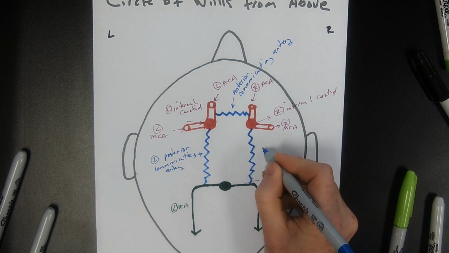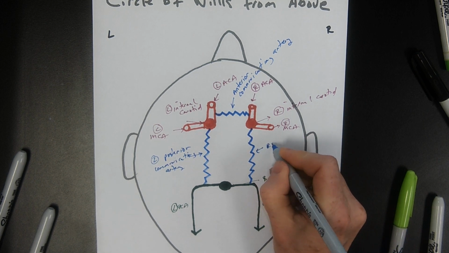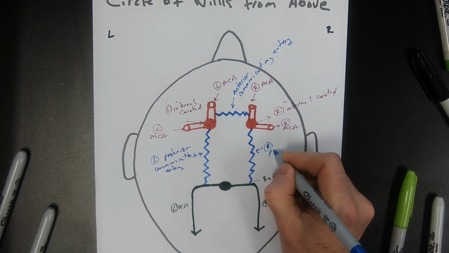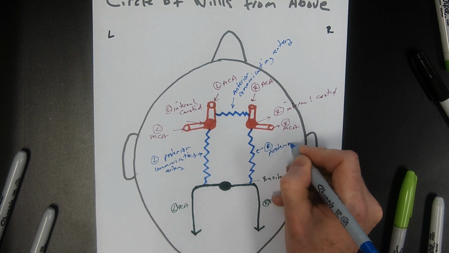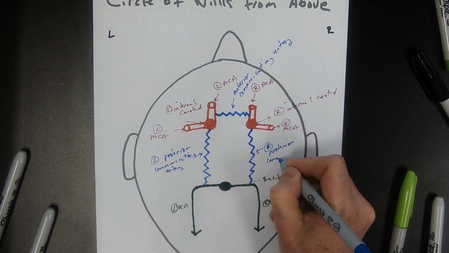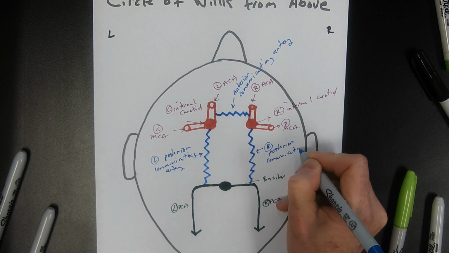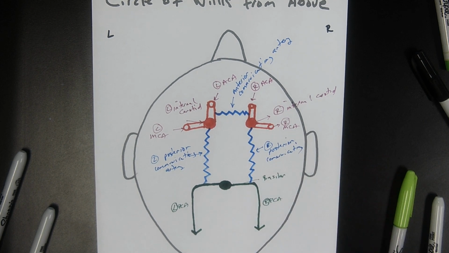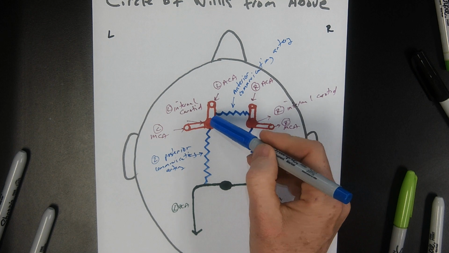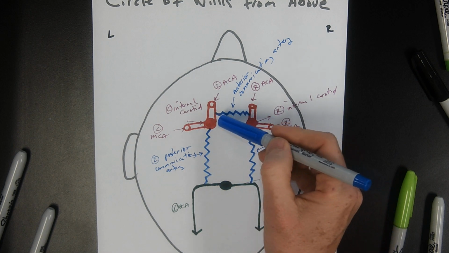And then this would be your right posterior communicating artery. Okay. And for me, now I can definitely see the circle of Willis. Right? And it's this circle right here. That's your circle of Willis.